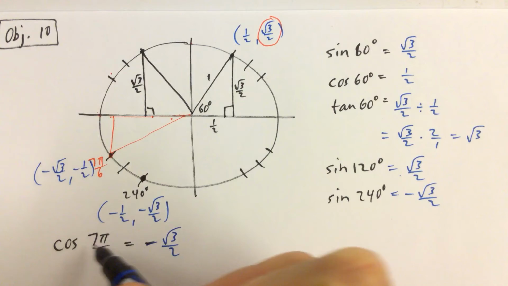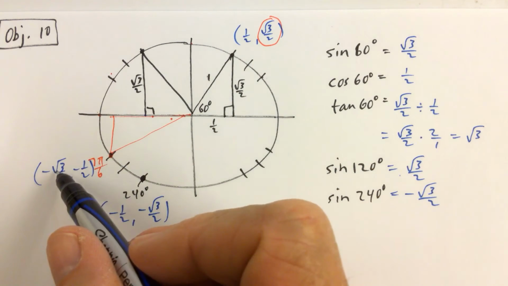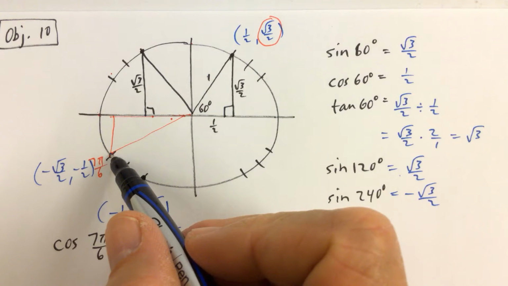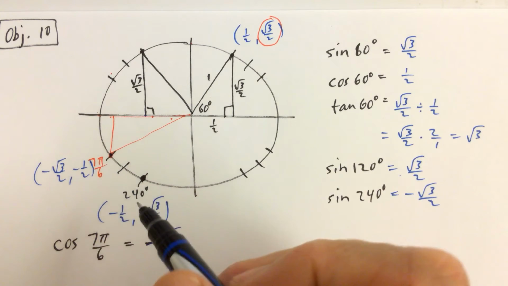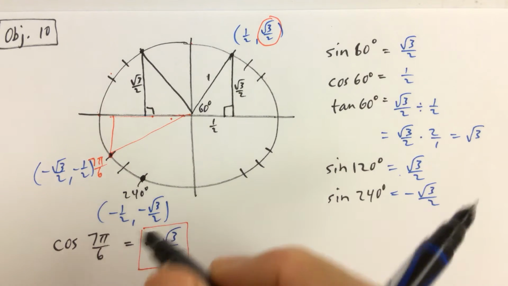The cosine of any angle on the unit circle is always the x-coordinate of that point that corresponds to the angle. So the x-coordinate is negative radical 3 over 2.